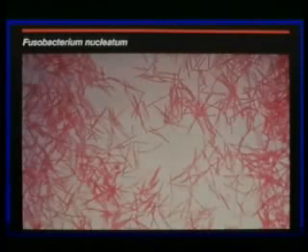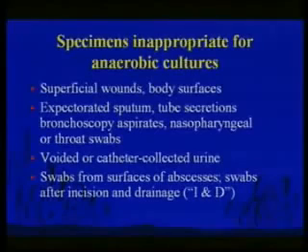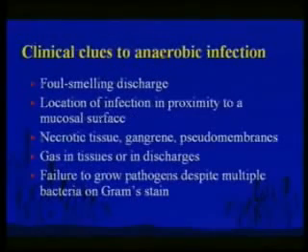Here's another fusobacterium, Fusobacterium nucleatum, a gram-negative toothpick. And to get a culture for anaerobes, obviously you don't want to get anything that's exposed to the rest of the body. You don't want to swab a wound or get stuff that's been coughed up through the mouth. You want to get a clean specimen, a blood culture, or from an incision and drainage procedure through unbroken skin.